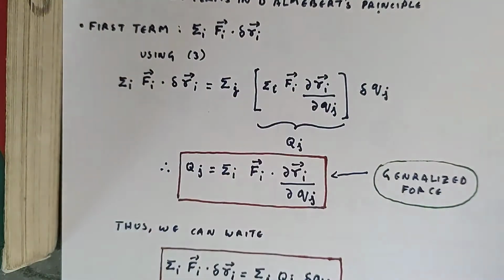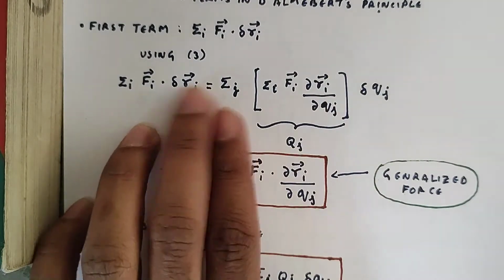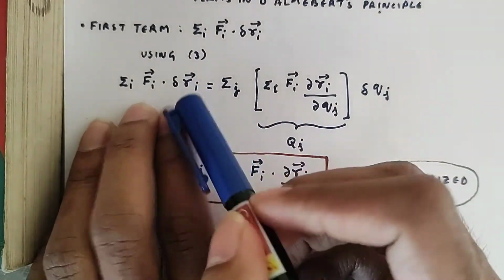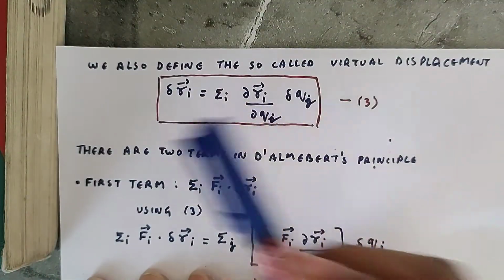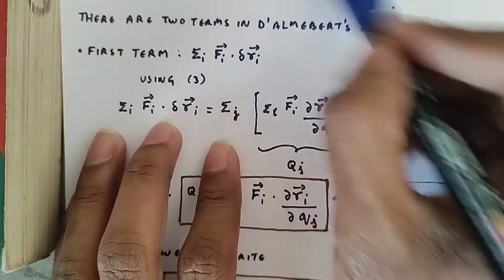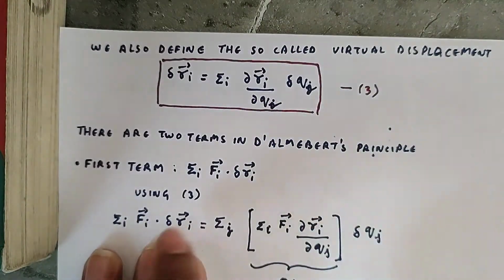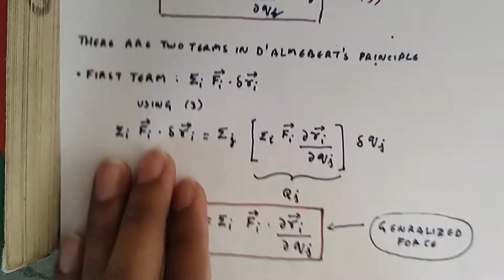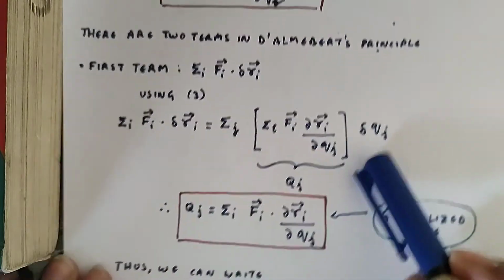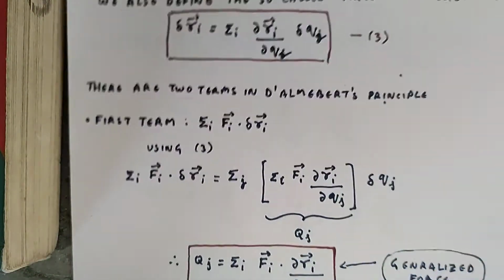So the first term is this, as I emphasized just on the back page. If I see, this is delta r_i. Delta r_i represents my virtual displacement. I just now explained what the virtual displacement is. So I substitute this equation onto this, and I get this particular quantity times delta q_j. The delta q_j is here, the delta q_j is here.